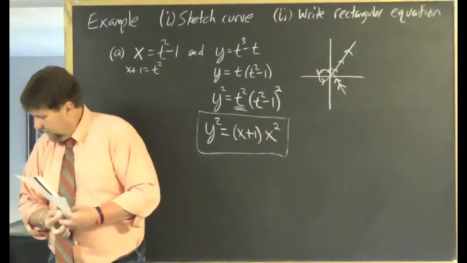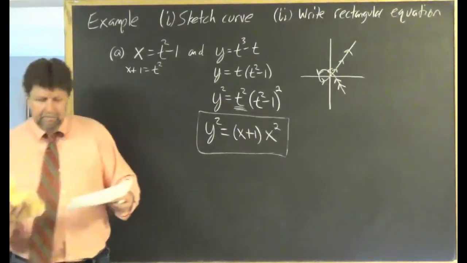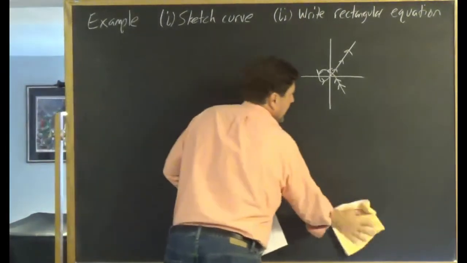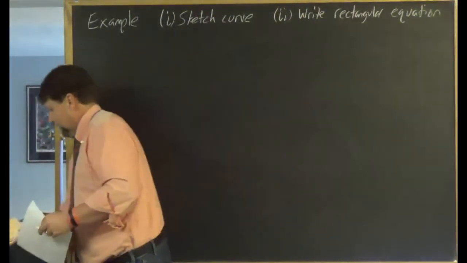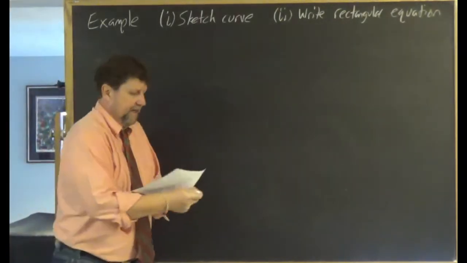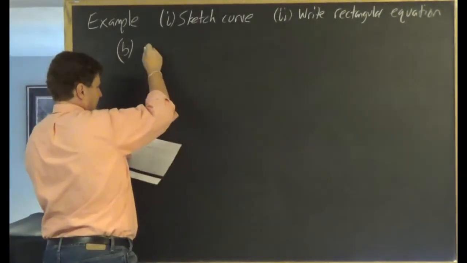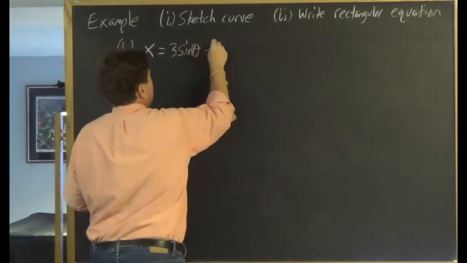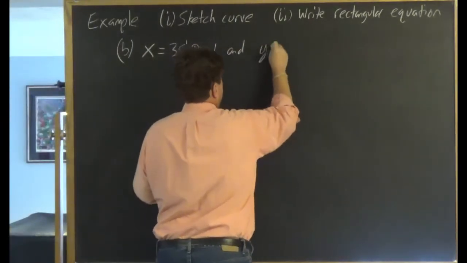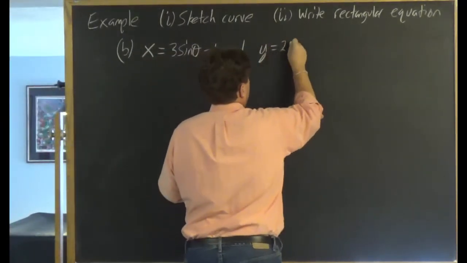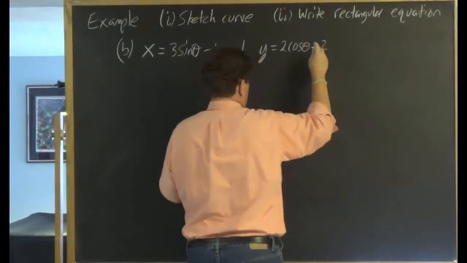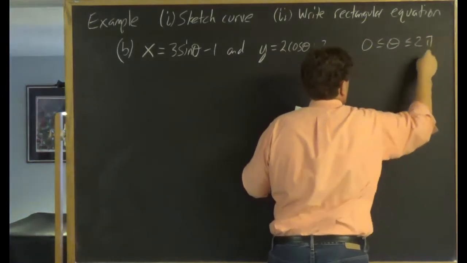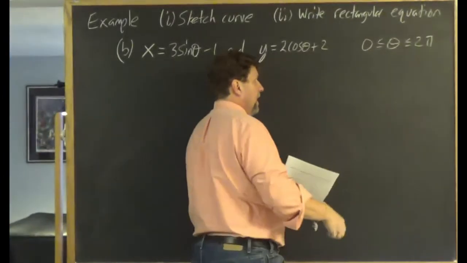There was a part B. So let me get the board erased because part B's kind of interesting because we're now looking at dealing with some trig equations, which I know had you all excited. So you were given in part B, x is 3 sine theta minus 1, y is 2 cosine theta plus 2, and theta is on the interval 0 to 2 pi.